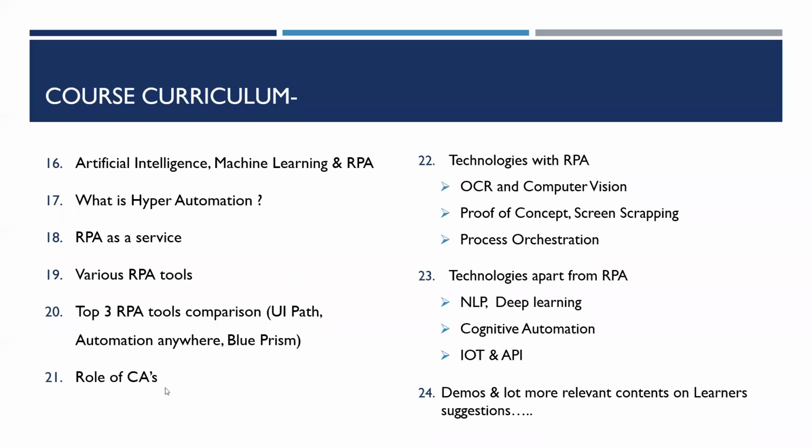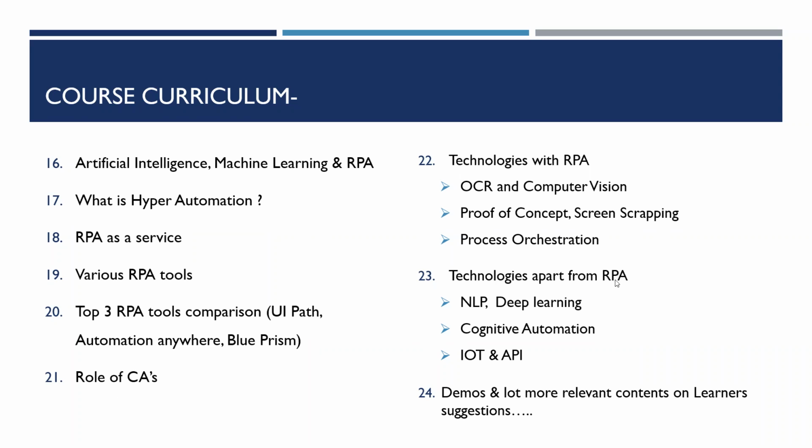And the next thing, the role of CS. I have a dedicated video on what the role of CS is. The next things are the other residual technologies, so-called OCR, computer vision, and screen scraping, which I mentioned earlier when I referred to Excel macros. I have discussed what exactly that is there. Then process orchestration.